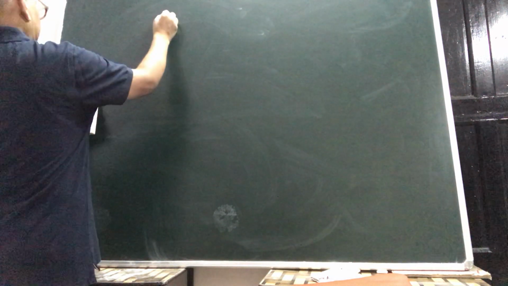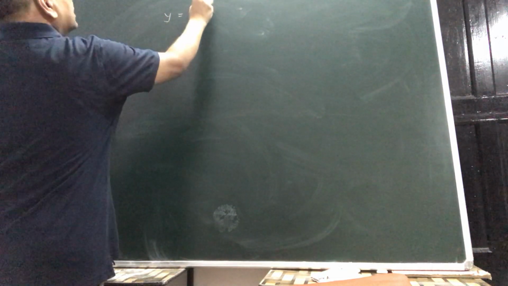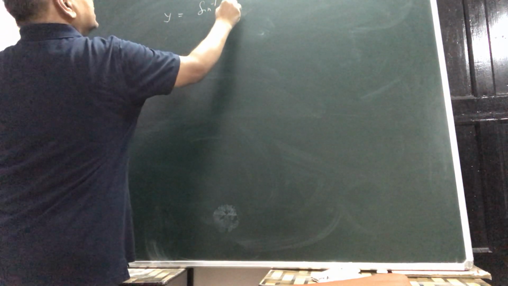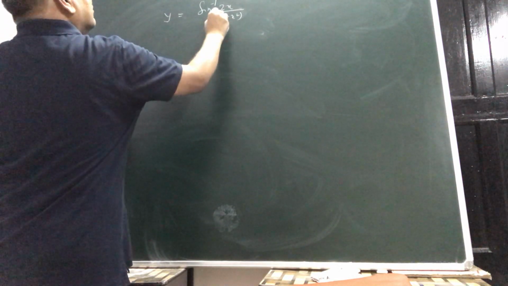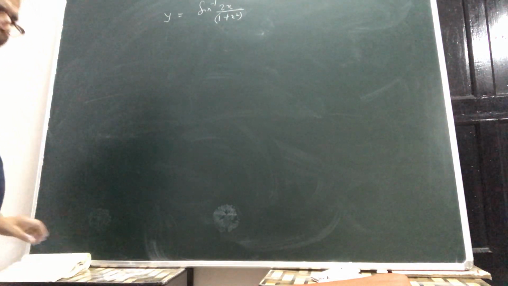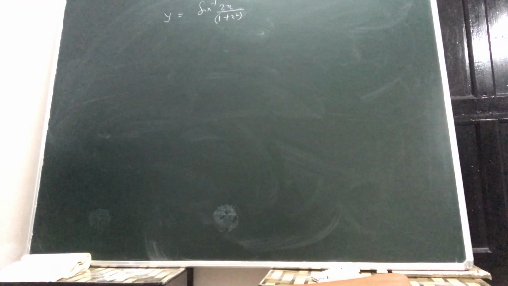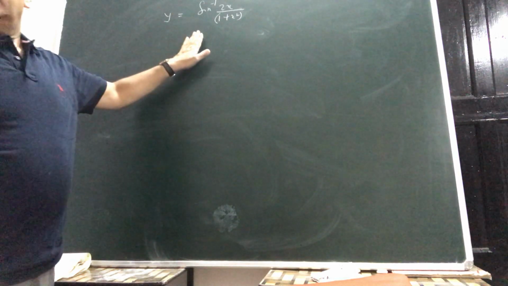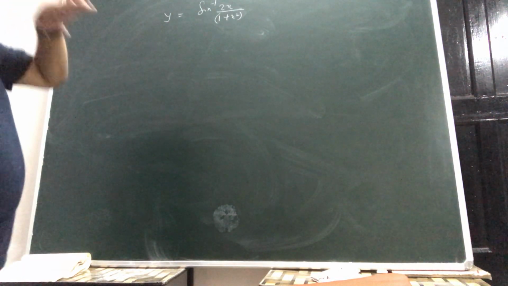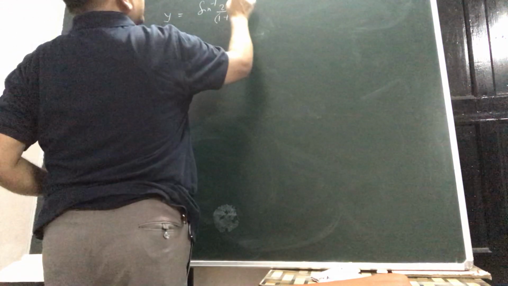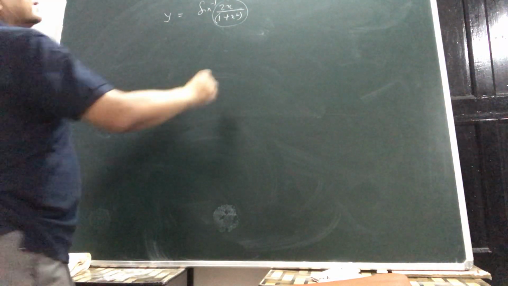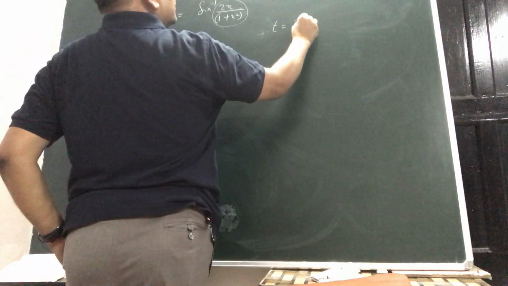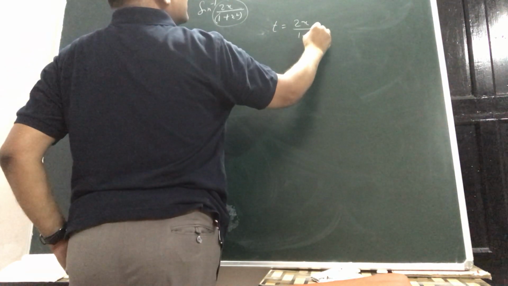First is y is equal to sine inverse of 2x upon 1 plus x square. Now see here, there are two ways of doing this. One is that you put this whole thing equal to t. I will tell you the first method: put t is equal to 2x upon 1 plus x square.